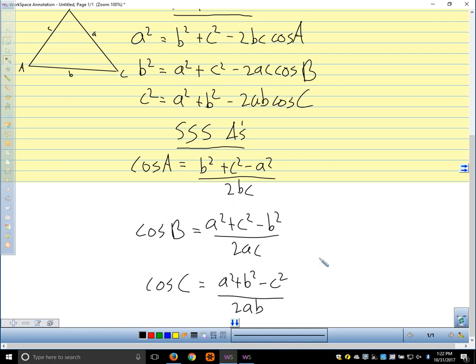How come it's over 2bc instead of minus 2bc? So what I do to solve here is I add 2bc cosine A to that side and subtract the a squared. You can't just divide the cosine A from the... No. Okay.